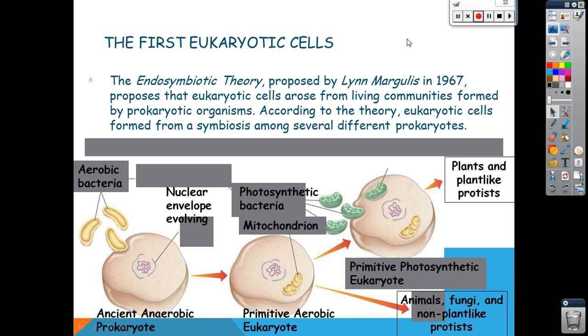Lynn Margulis's endosymbiotic theory is basically, to put it in very simple terms, the combination of various types of bacteria with those little bubbles that we spoke about called proteinoid microspheres, and that is the development of the first cell. And from there, cells just continue to evolve and evolve and evolve until we get what we have today.